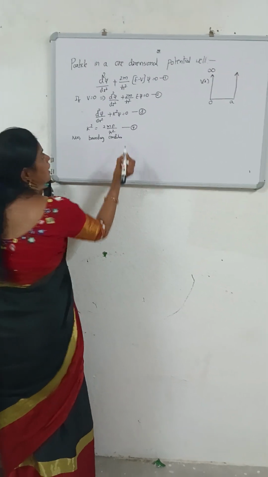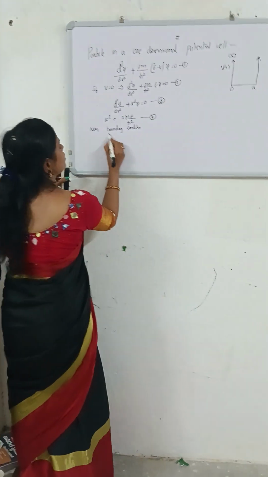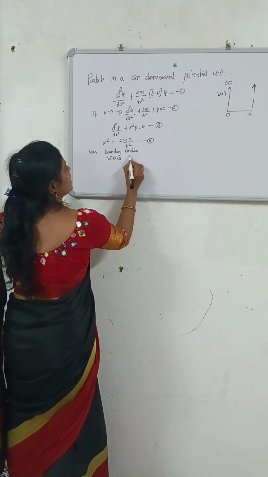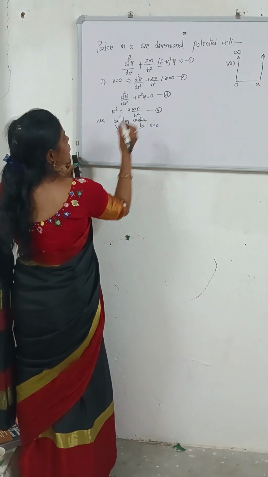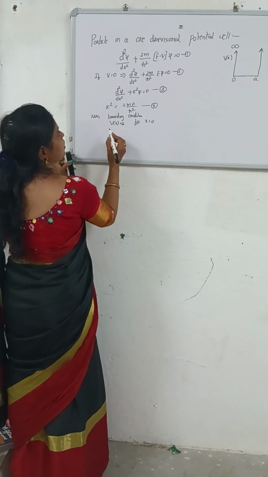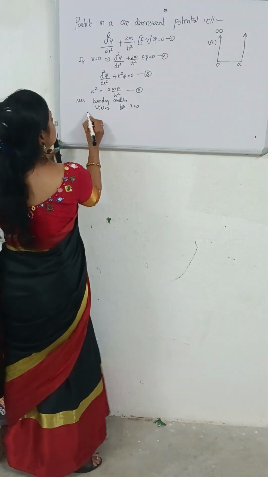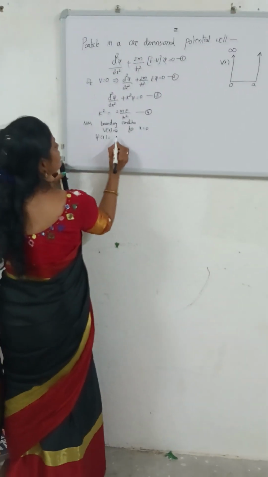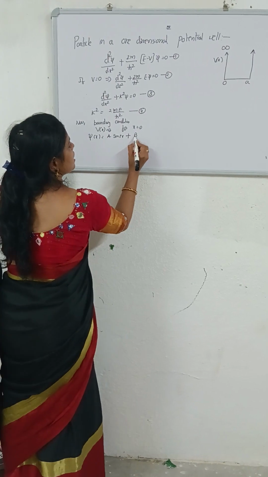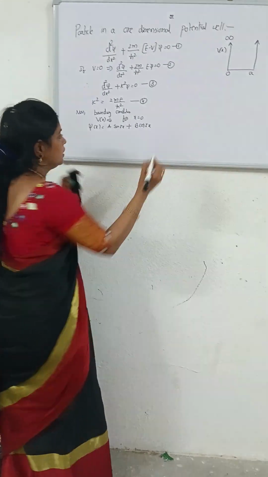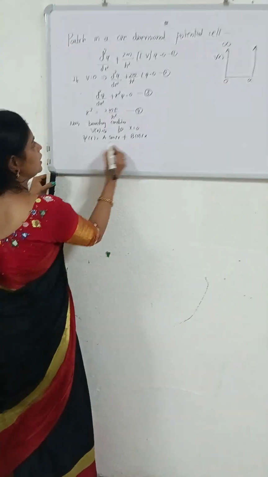What is the first condition? V of x equals 0 for x equals 0. What is the solution of the equation? Equation 3: psi of x equals A sin kx plus B cos kx.